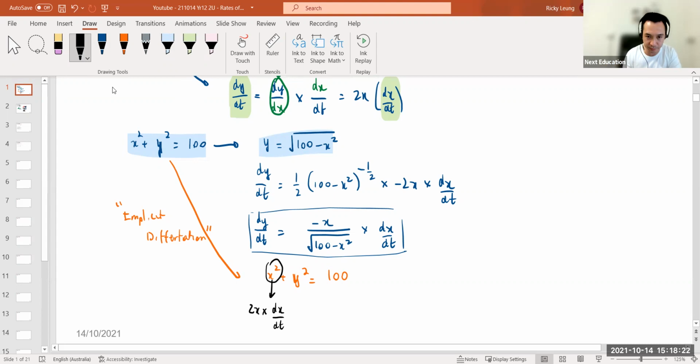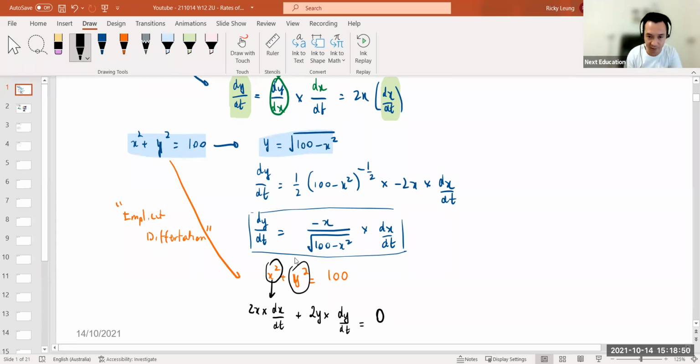For the y squared, exactly the same. Bring down the 2, differentiate it like you normally do, and then multiply that by dy dt. Constants always differentiate to 0. So implicit differentiation doesn't care about making a letter the subject. It just basically applies the chain rule whenever it sees a variable. It just goes, differentiate it like you normally do, and then multiply it by d whatever that variable is, dt.